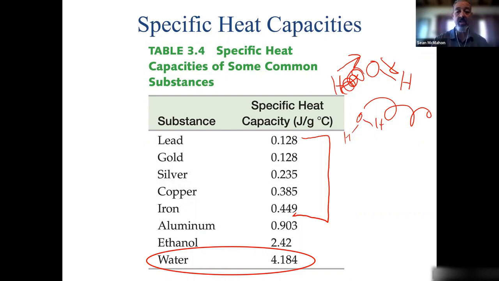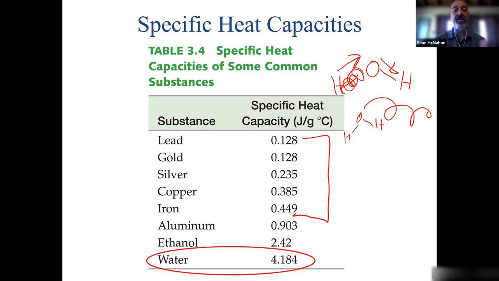All you need to know is water has a really high specific heat. That's why people want to live by the coast in San Diego, because the ocean helps maintain the temperature and keeps it a consistent, roughly 72 degrees Fahrenheit year-round. That's because water has a high specific heat.